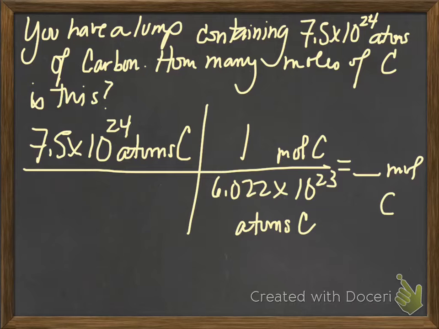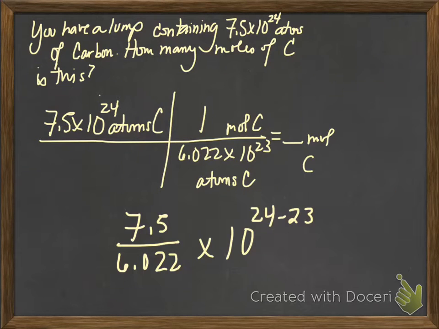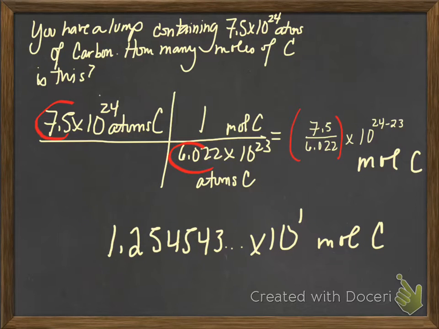Okay, now it's a simple multiplication problem. Because we're using scientific notation here, I've gone ahead and set it up as follows. We divide this part, 7.5 divided by 6.022, and multiply the whole bloody mess by 10 to the 24 minus 23. Raw answer, we get 1.254543, etc., times 10 to the first moles of carbon.